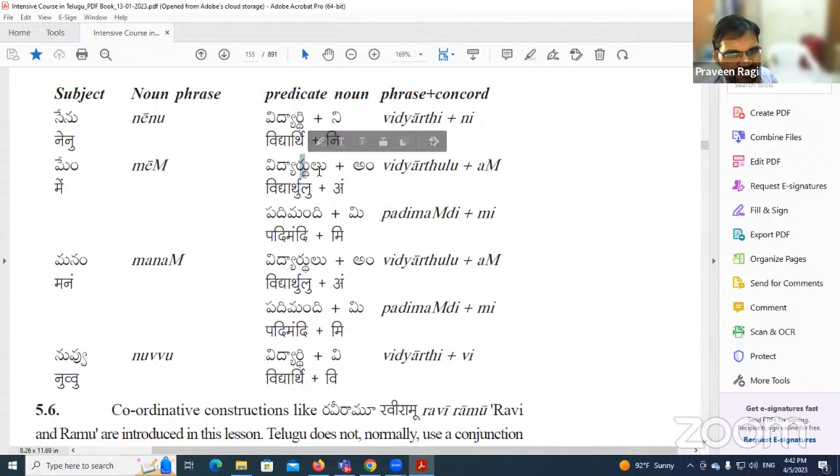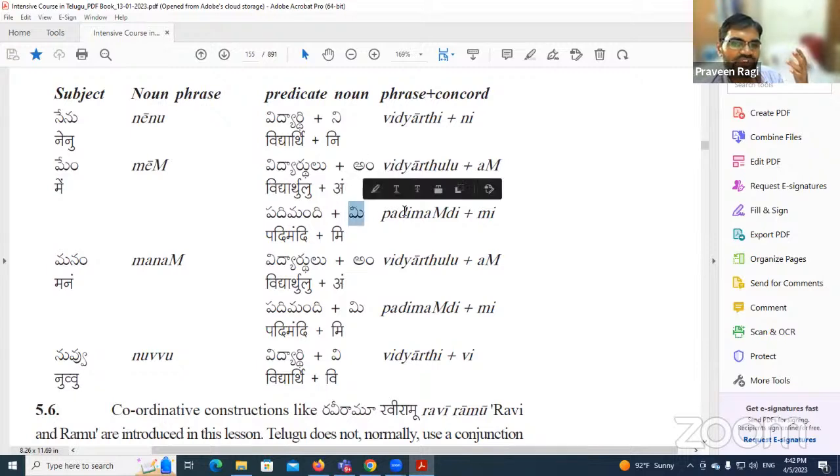When we are introducing ourselves, for example, Memu doctorlu plus am becomes Memu doctorlam. Memu engineerlu plus am becomes Memu engineerlam. This is about general profession or anything like that. But when we are telling how many we are, the mi suffix will be used. Memu yenimidi mandimi, we are 8 members. So the suffix is different for introduction, like profession, and for the count.